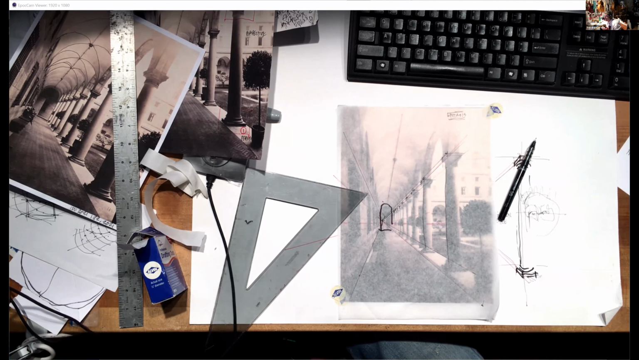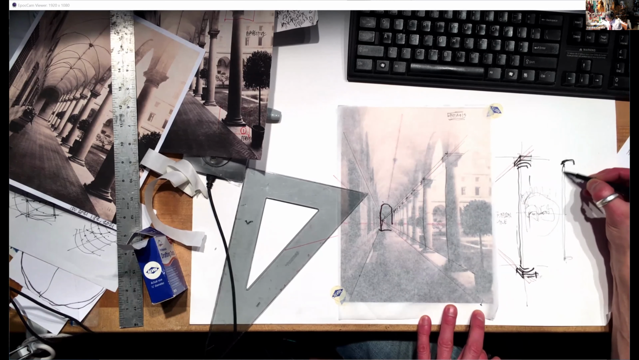Thousands of years ago, right? Parthenon, 300, 500 BC, something on that order. Anyway, so when you draw these columns, you're not going to draw a cylinder like that. You're drawing something that has a slight bow to it. And that bow is called entasis. That's the term.